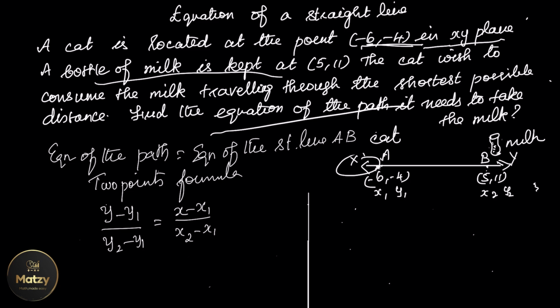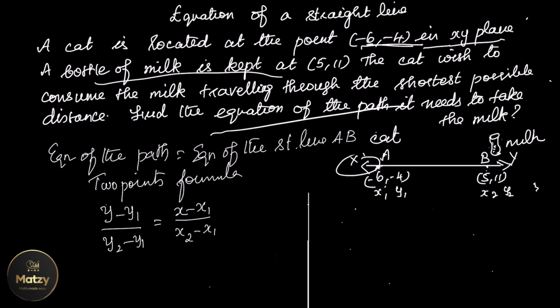What is given in the problem? The cat wished to consume the milk traveling through the shortest distance. So, which is the shortest possible distance? AB. That is, a straight line is the shortest distance. Am I right? What is there in the question? Find the equation of the path.